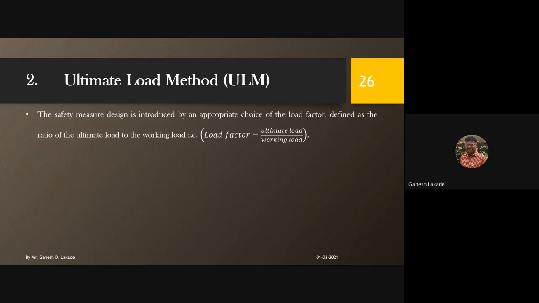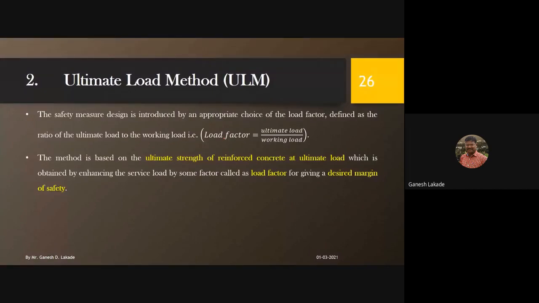Okay. So that factor was adopted here in the ultimate load method, so that method is also referred to as the load factor method. This method, the ultimate load method, is based upon the ultimate strength of reinforced concrete at ultimate load. Ultimate strength of reinforced concrete at ultimate load means what strength will be possessed by the reinforced concrete material or element whenever it is subjected to the ultimate load. Okay. What are the stresses which are going to develop in that particular reinforced concrete element at the ultimate load?